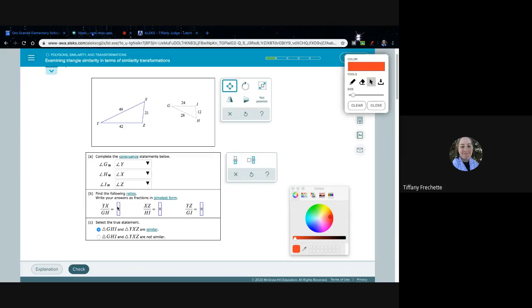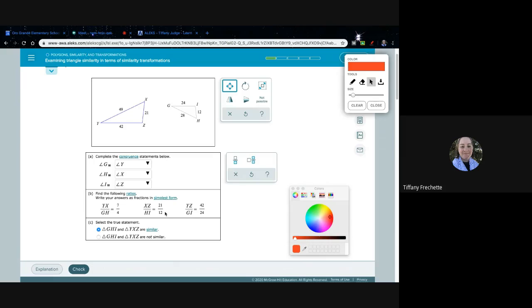So YX is 49, GH is 28, XZ is 21, HI is 12, and YZ is 42, GI is 24. Okay, so let's go back and reduce. So 49 and 28 both divide by 7. 49 divided by 7 is 7. 28 divided by 7 is 4.